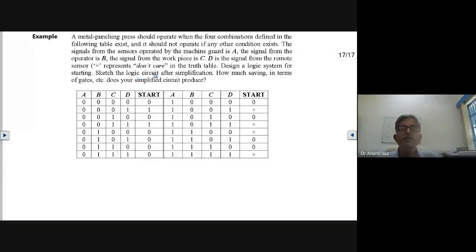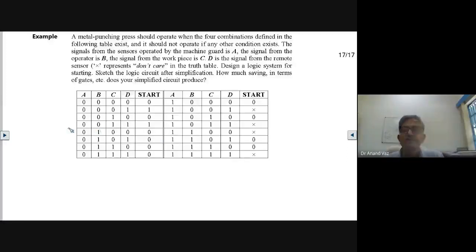Sketch the logic circuit after simplification. How much saving in terms of gates, etc., does your simplified circuit produce? So now you see that there are a number of inputs, and in two of these combinations you have a 1. Whereas here there are some where you're not caring about these inputs. Whatever comes over here, you don't care about this output. Okay, how are we to address this particular task?